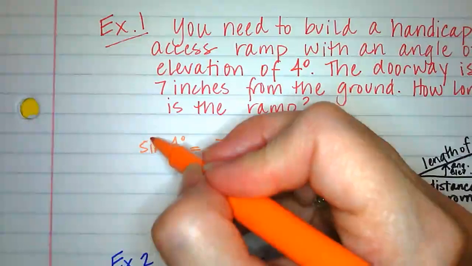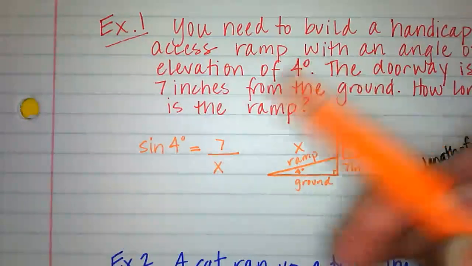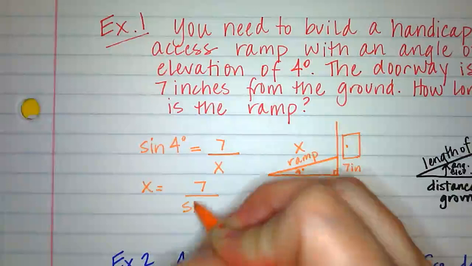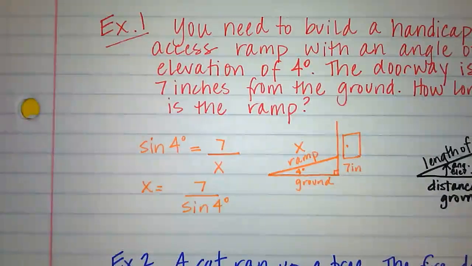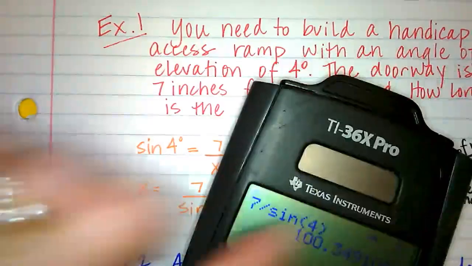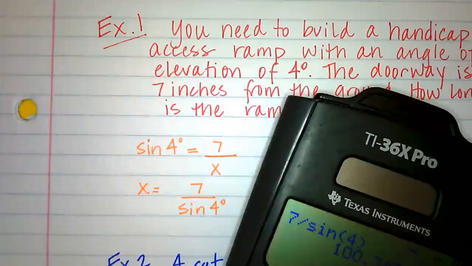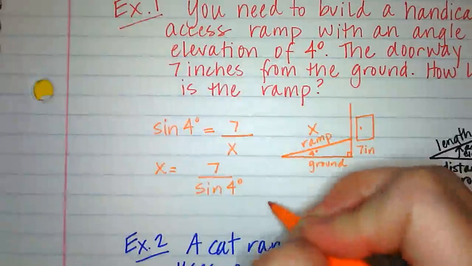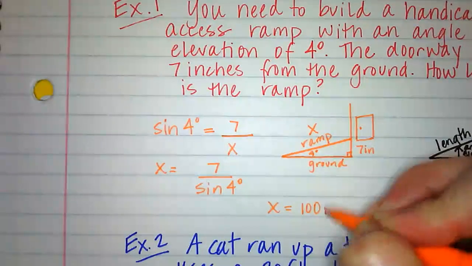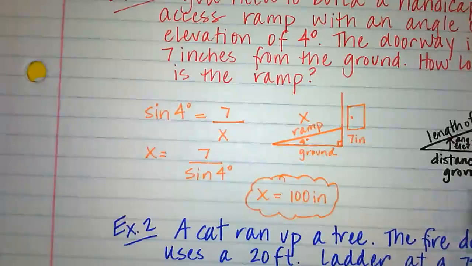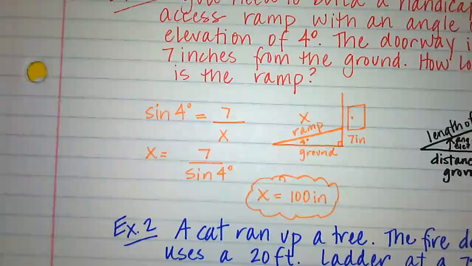So here's our equation. Now in order to get the answer to this, we need to just switch these two. So we need to now grab the calculator and we need to do 7 divided by the sine of 4 degrees, and I am getting 100. So our ramp needs to be 100 inches, or the length of the ramp is going to be 100 inches.